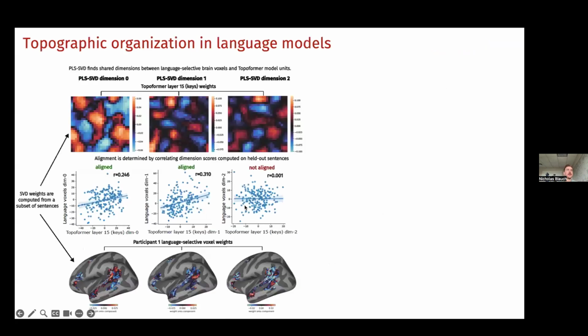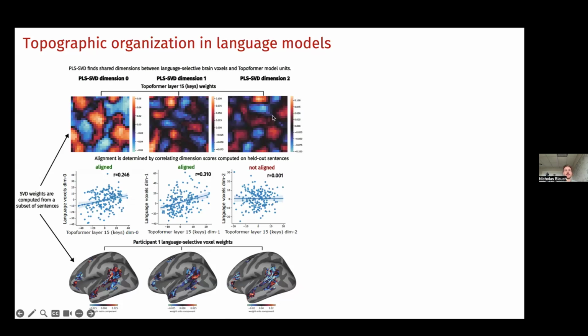Okay, so here's what we get. On the top, I'm showing the components for Topoformer layer 15, the keys. You can see these are the weights onto the 0th, 1st, and 2nd dimension. Correspondingly, down on the bottom are the weights from the language network of a given subject when we do this cross decomposition. You can see that both of them have this cool topographic organization to them, and the first two components seem to be aligned when we measure their responses to held out data.